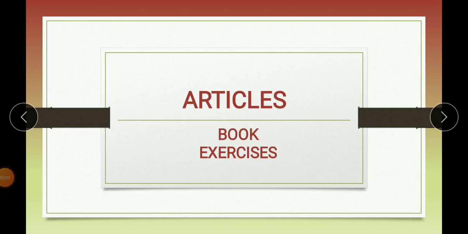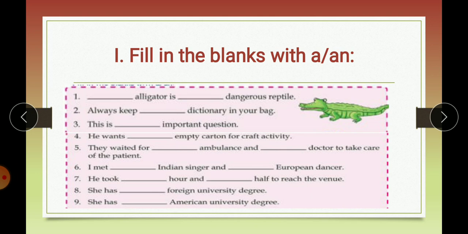Good morning, class. In today's English class, we will be doing the book exercises of chapter 14, articles. So, the very first question is fill in the blanks with a or an. First question says, dash alligator is dash dangerous reptile. So, it will be an alligator is a dangerous reptile.